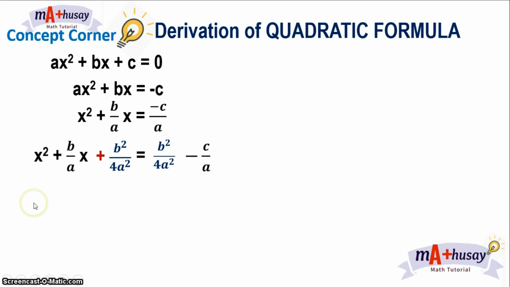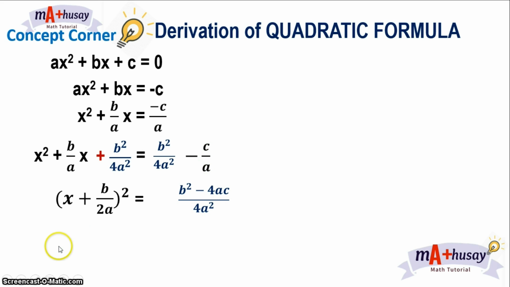Now, we have a perfect square trinomial on the left side. So, we rewrite it in the form of a square of binomial. So, we'll have x plus b over 2a squared. And on the other side of the equation, we combine these two expressions. We know that the LCD is 4a squared. So we'll have 4a squared divided by 4a squared is 1 times b squared is b squared. 4a squared divided by a, you'll have 4a times c, 4ac.